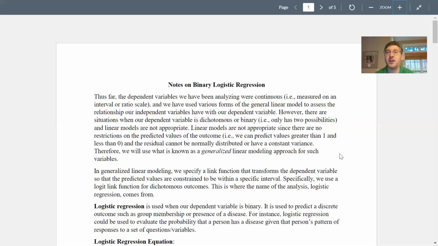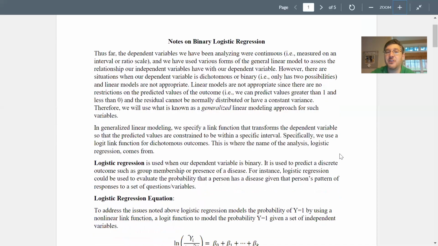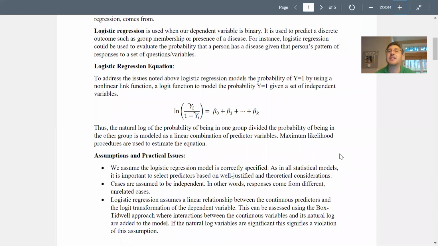And for when we have a dichotomous outcome, we typically use what's called a logit link function, and that's where the name of the analysis, logistic regression, comes from. There's a related analysis called probit regression, which I'll mention briefly in the notes, where it uses a probit link function to constrain the values to be between 0 and 1.